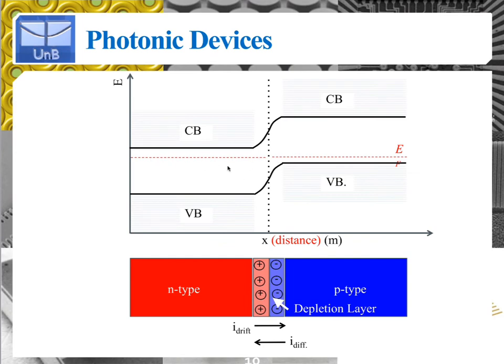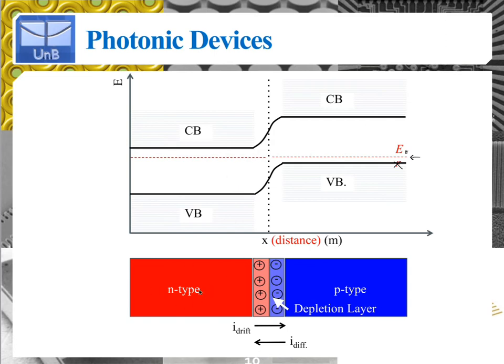The Fermi level, EF, is here, right? And it's continuous, it's the same on both sides. Once this equilibrium has been reached and the depletion region is formed, I diffusion equals I drift, and the actual bands bend in such a way that the Fermi level remains constant throughout the depletion region.